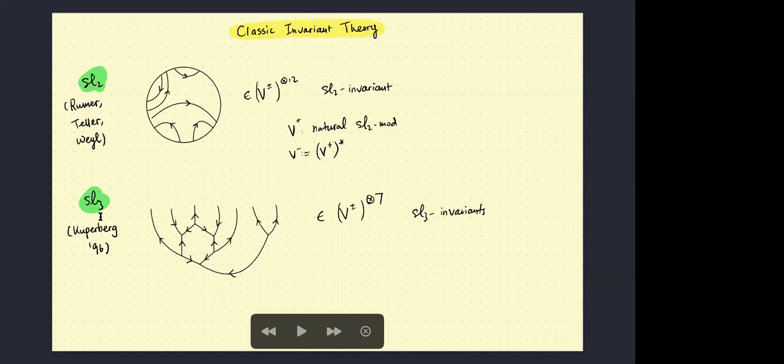And there's a similar story later developed by Kuperberg for SL3. Here, instead of having arcs, you have trivalent vertices. And there's some convention about the orientation, which we will mention later on. Here, boundary points are also labeled by either a plus or minus, corresponding to which vector space you should take in this tensor product. And again, all such pictures would give you things on which SL3 acts invariantly.